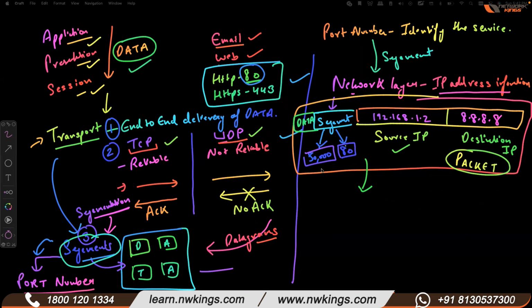So this segment is basically port number plus data. And now data with the port number with IP address, everything is called a packet. Now this layer, which is the data link layer. Okay, so this data link layer basically adds another piece of information.